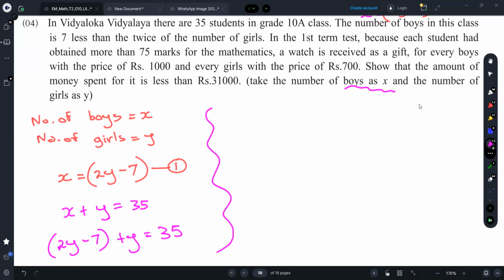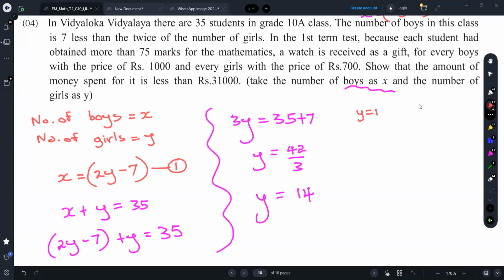Then 2Y plus this Y, it is 3Y equals 35 plus 7. Y equals 42 divided by 3. Y equals 14. Substitute in first equation. Then we get the answer X equals 2 multiplied by 14 minus 7. X equals 21.